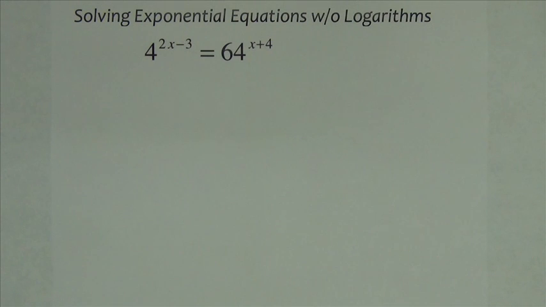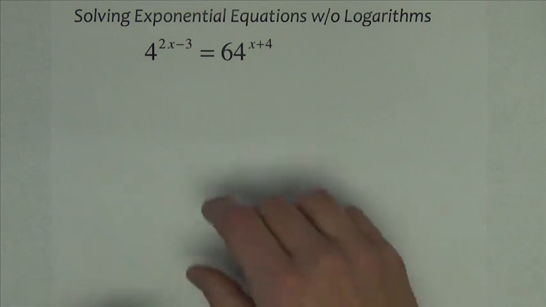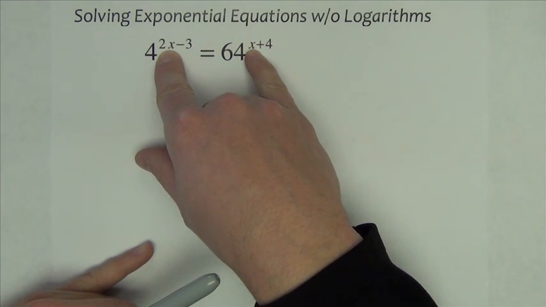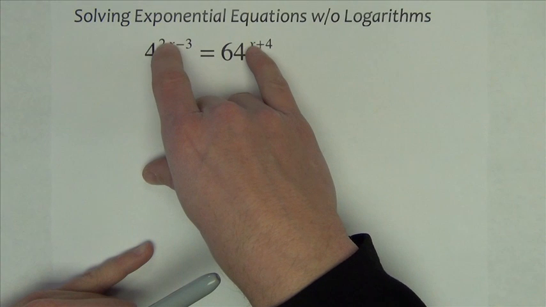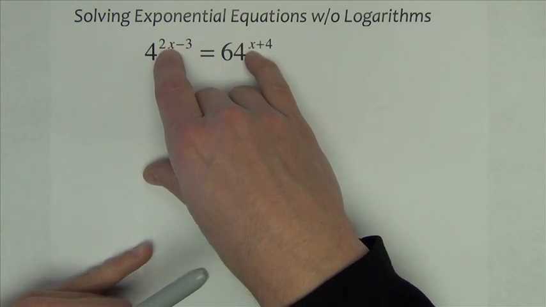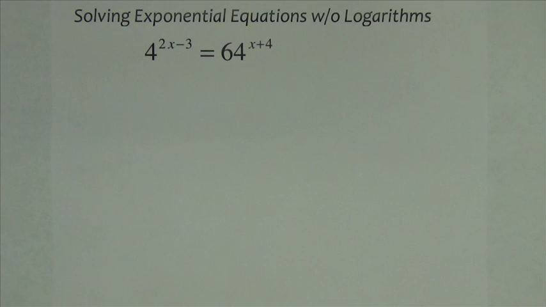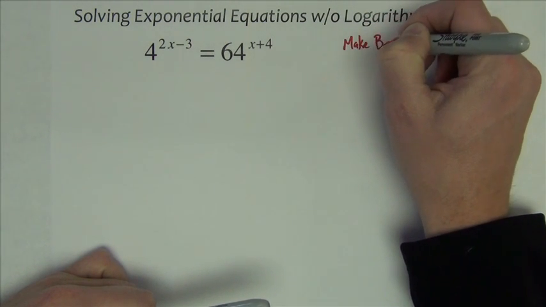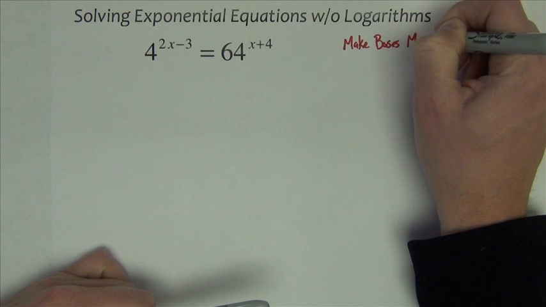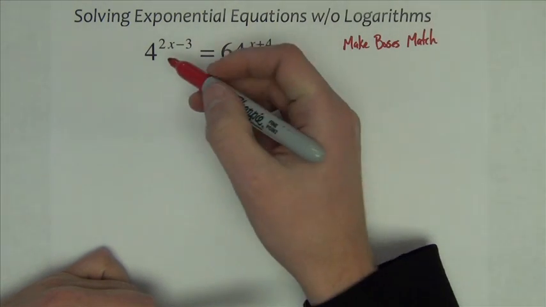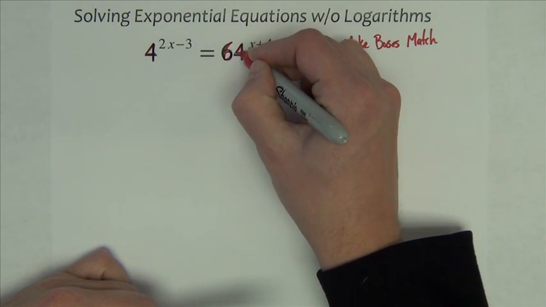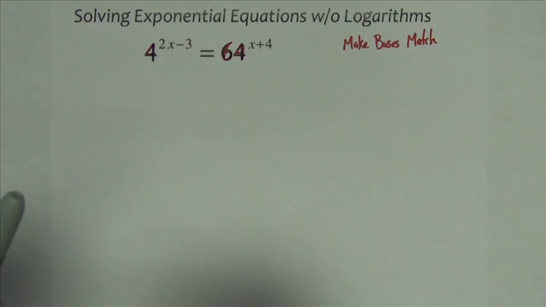The first set of equations I'm going to give you are all exponential equations. Exponential equations have the variable that we're trying to solve for in the exponent of the expression. One way to do it is by changing the bases. We're going to make the bases match. The bases are 4 and 64. I'm going to make those bases the same.